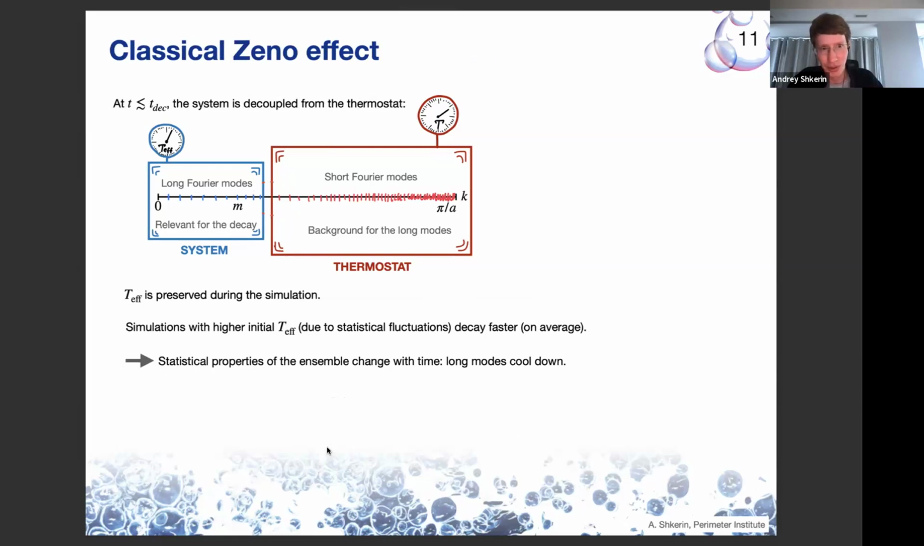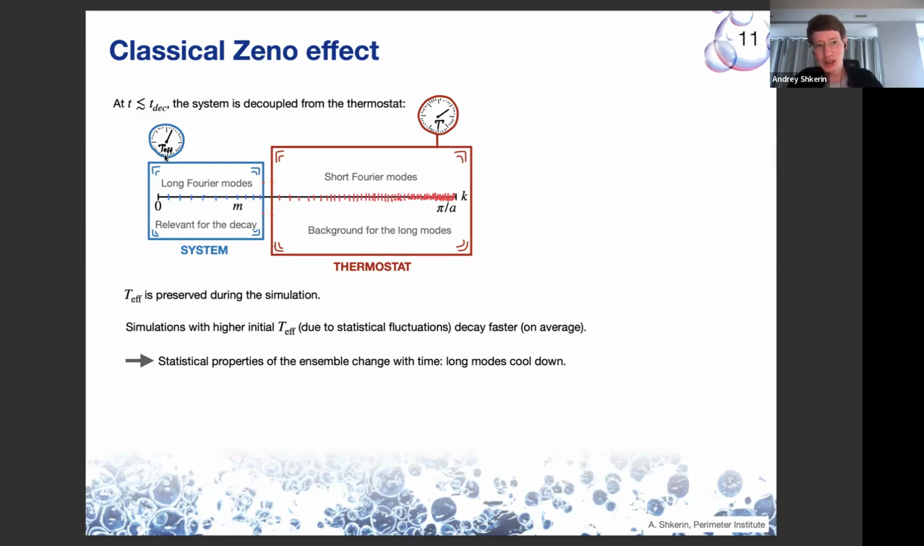So what it means is the following. At such an inefficient thermalization, at time scales of the order of the decay time, so time scales which we are interested in, the relevant subsystem is essentially decoupled from the thermostat, so they do not talk to each other. So if the system has some temperature, which may not be the same as the temperature of the thermostat, because we prepare the initial state in thermal equilibrium, but there are always statistical fluctuations. So the effective temperature of the system need not be the same as the temperature of the thermostat. It will be the same on average when we take the ensemble average. But in any given simulation, it is not the same.